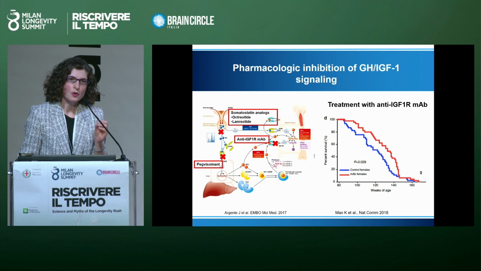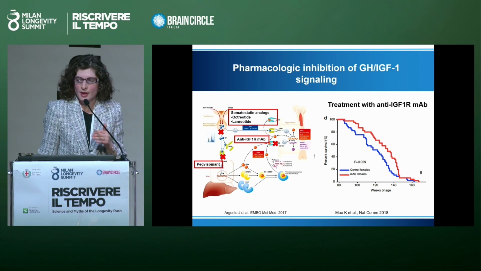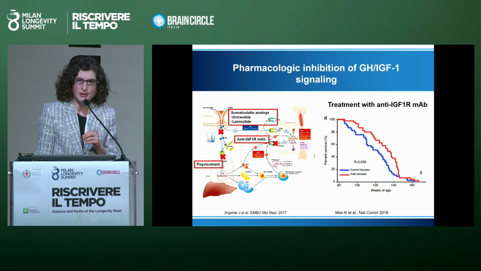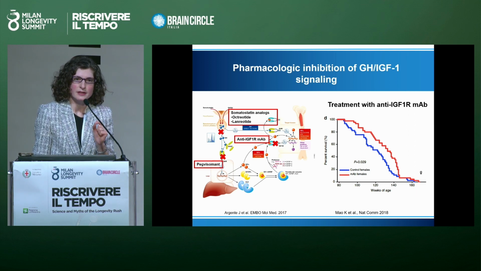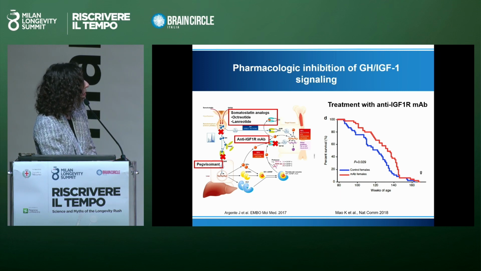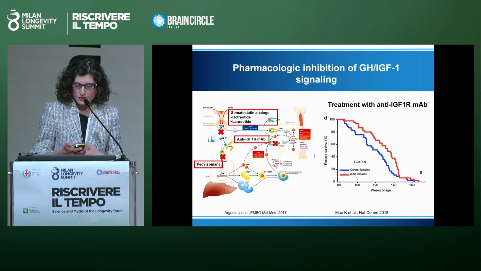He administered a growth hormone blocker to mice that were middle-aged. So they were 80 weeks of age when he started. And what he found was that even if you start this treatment in middle age, it still extended the lifespan of these mice. So the red line are the mice that got the treatment, and you can see that 50% of them were living longer.